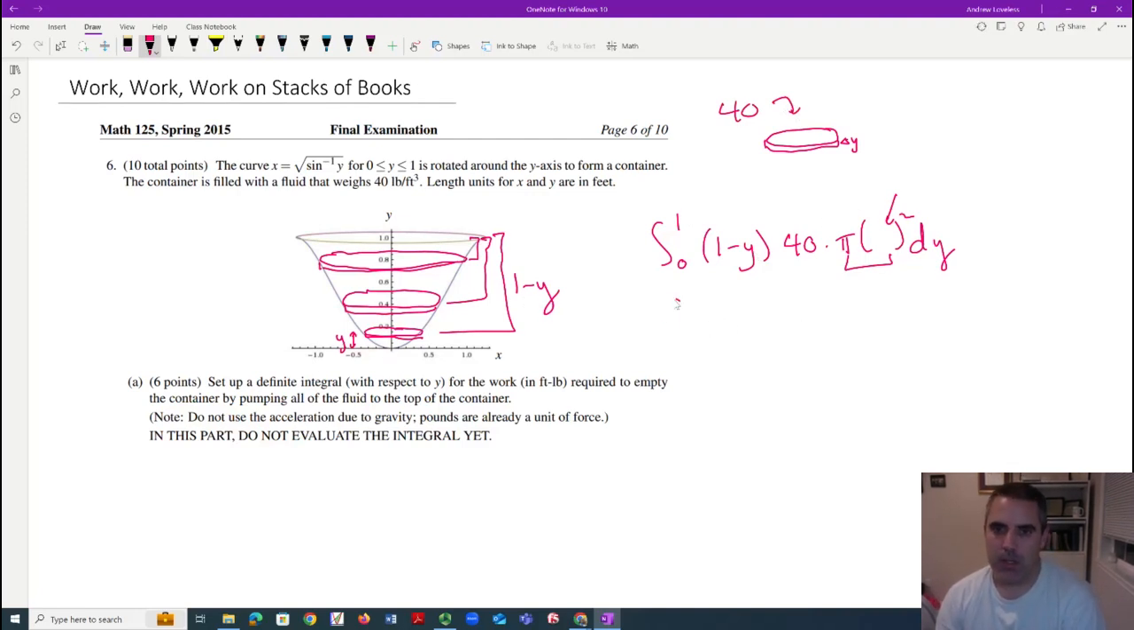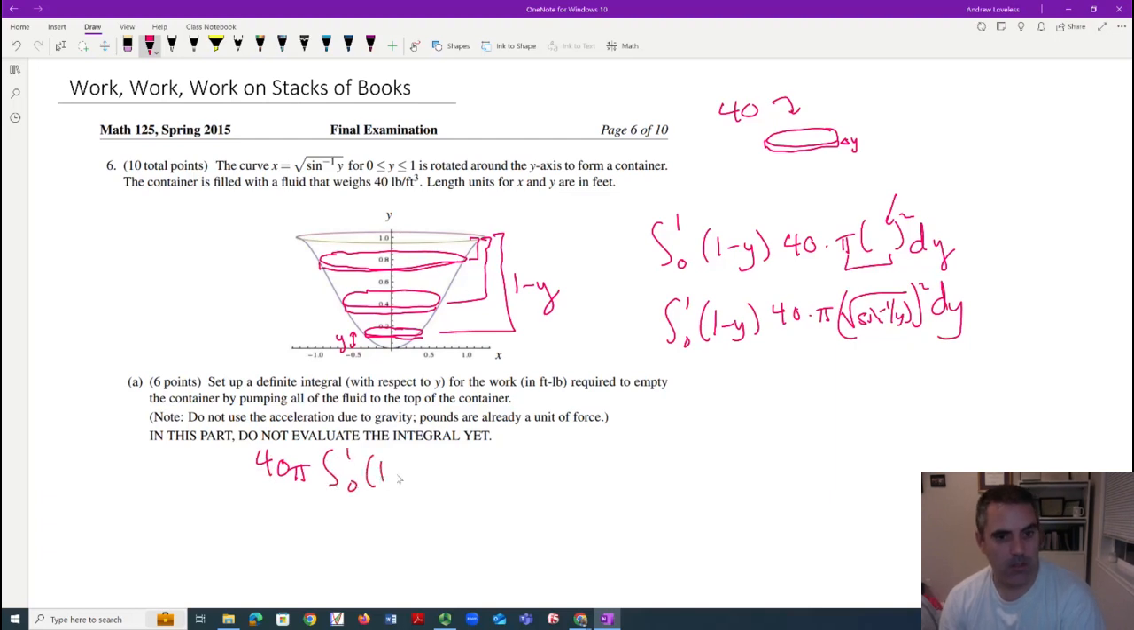Okay, so in that spot, you get the integral from 0 to 1 of (1 minus y) times 40 pi times the square root of arc sine of y, squared. So these are really short questions. And the point of them was to really practice the idea of setting problems up. So I'm not going to compute it. I'm just going to stop and go to the next one.